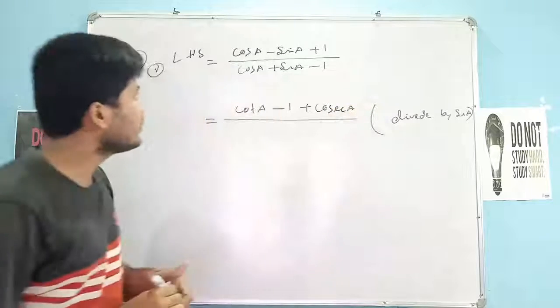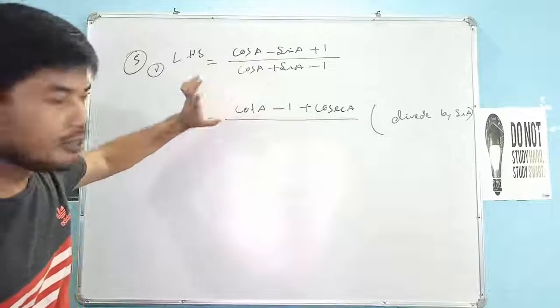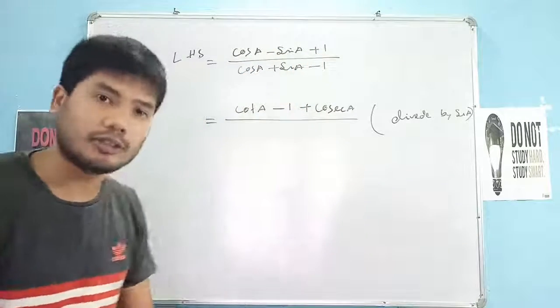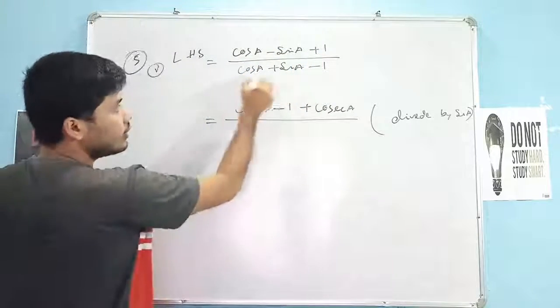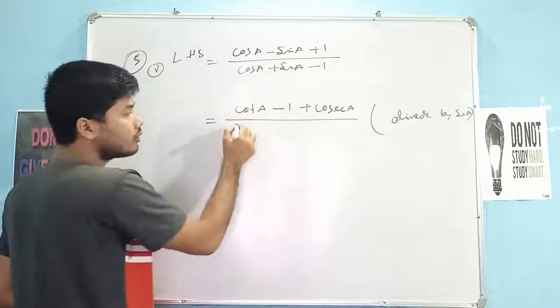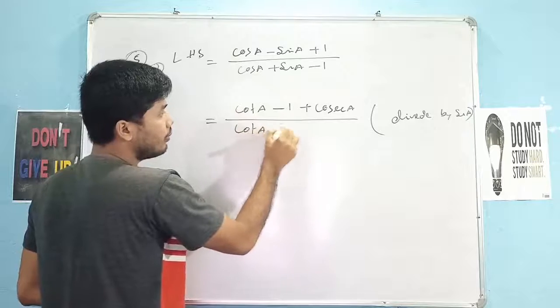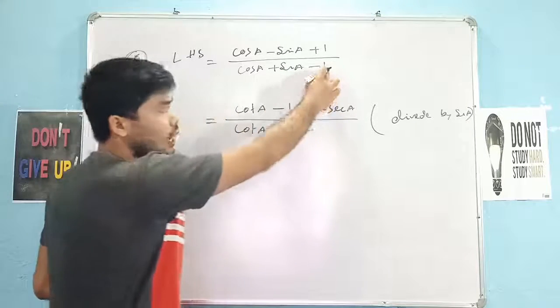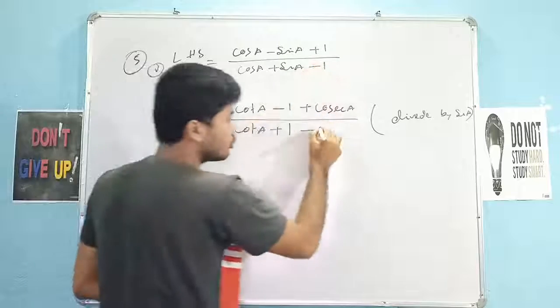What did we do? We divided cos a by sin a, sin a by sin a, and 1 by sin a. Got it, guys? Next, the denominator: we divide by sin a. Cot a plus, dividing by sin a, 1 minus, dividing 1 by sin a, that is cosec a.